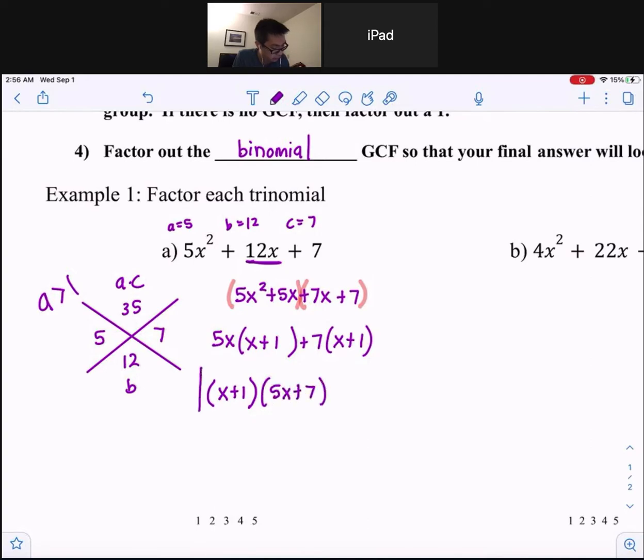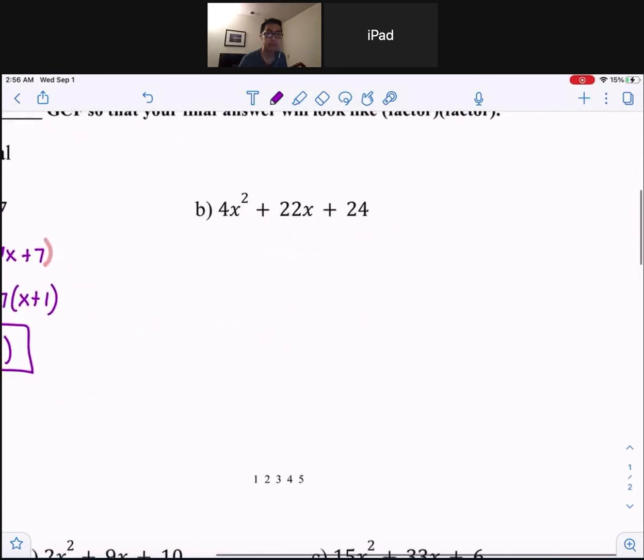And there are your two factors: x plus 1 times 5x plus 7. So it's just a little bit more additional steps on top of factoring when a is equal to 1. But again, you've got to know how to factor your GCF really well, and that's pretty much the additional steps. Okay, let's look at example B.